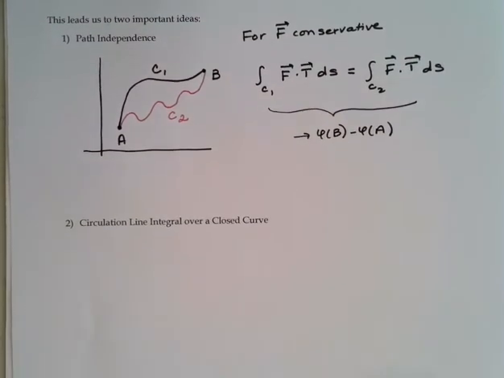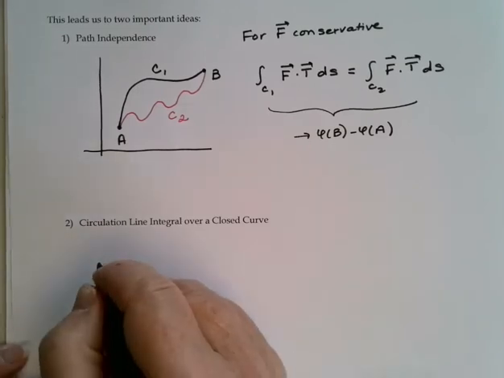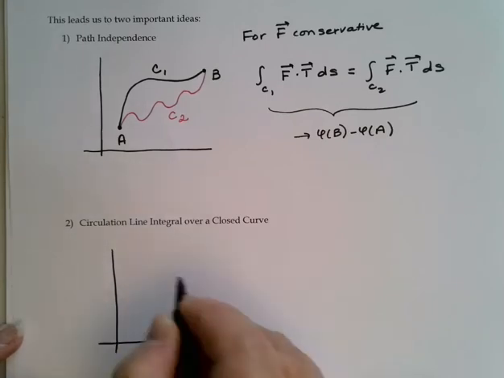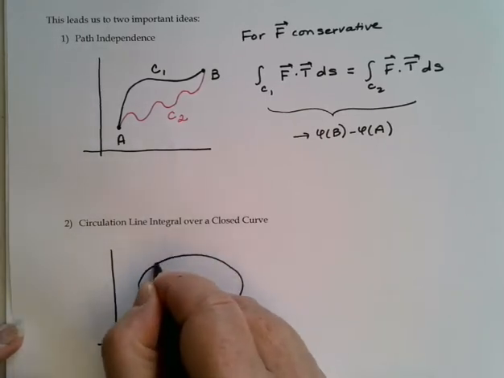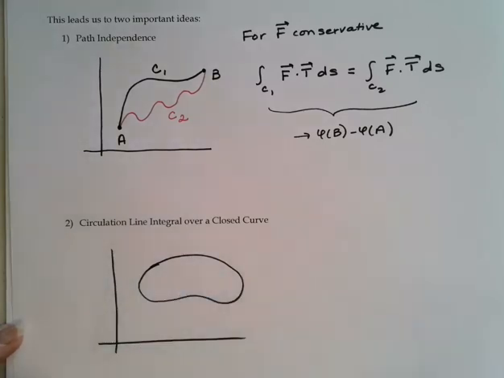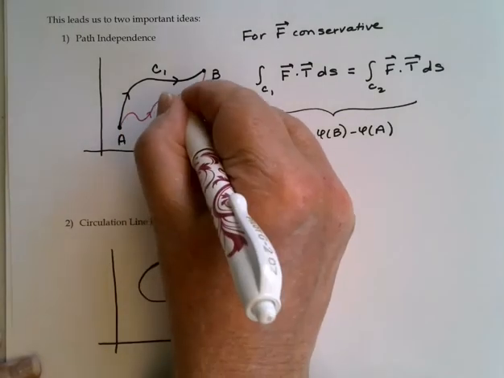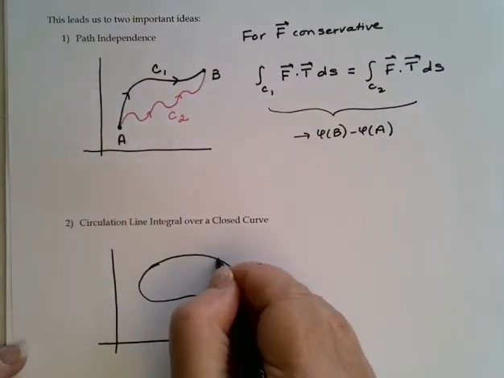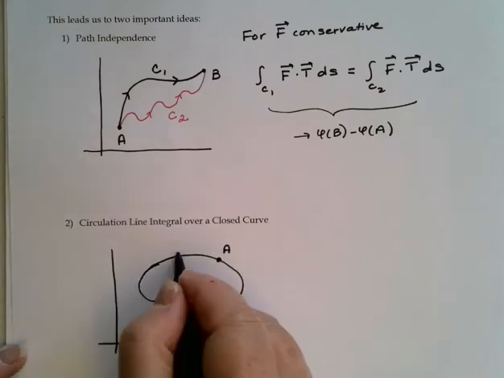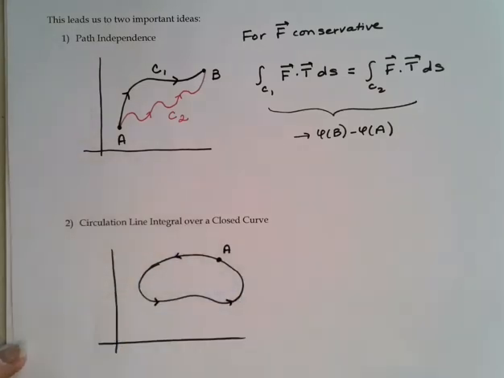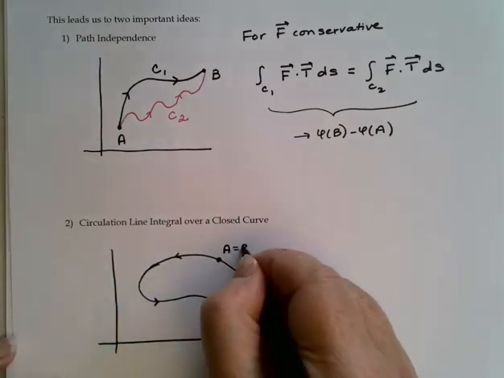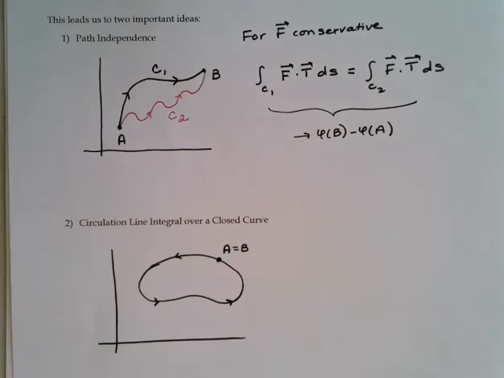The second important idea is the idea of a circulation line integral over a closed curve. Now again, I'm assuming F is conservative. And if I have a closed curve, say right here, and actually I didn't put my arrows on these, I probably should have. We want to make sure we're going the same direction for both of them. And just for the sake of argument, let's say I start here at point A, coming around my closed curve, and because it's closed, I'm going to stop when I get back to A. So basically A and B are the same point, the beginning and the end.